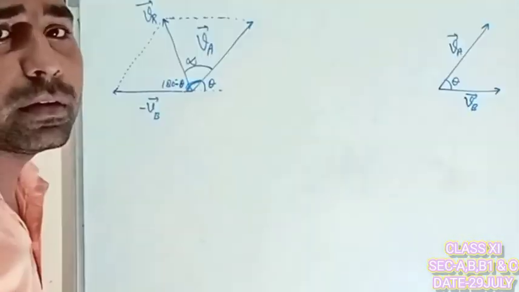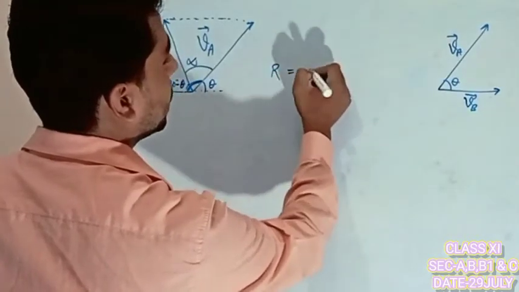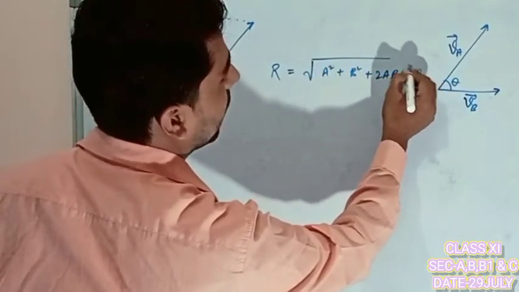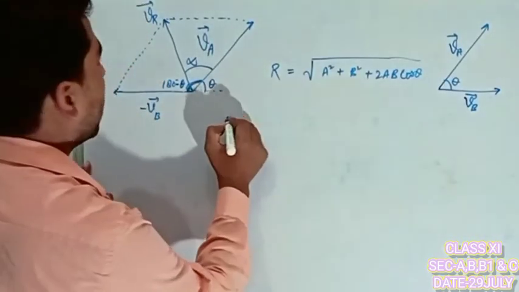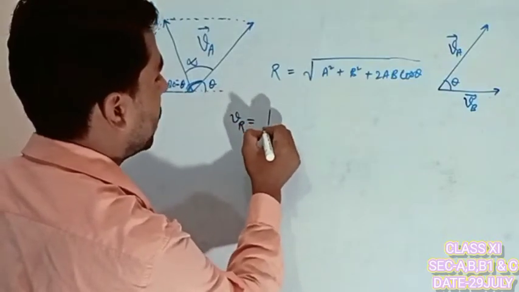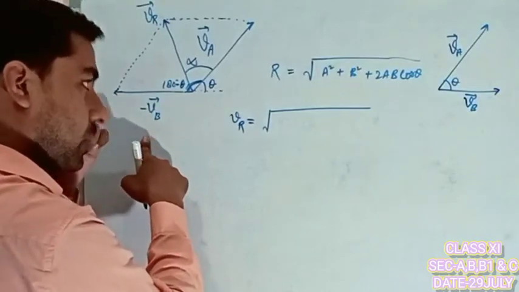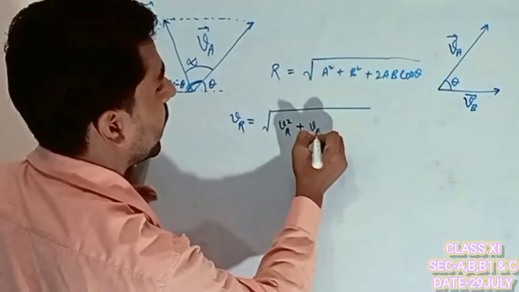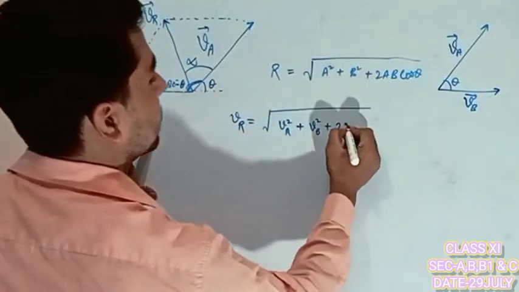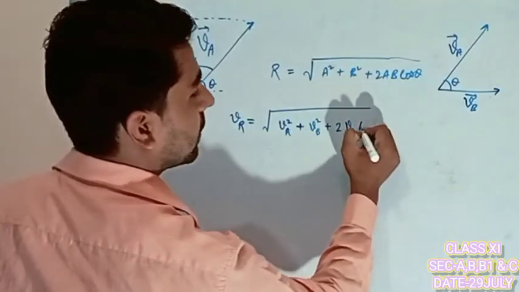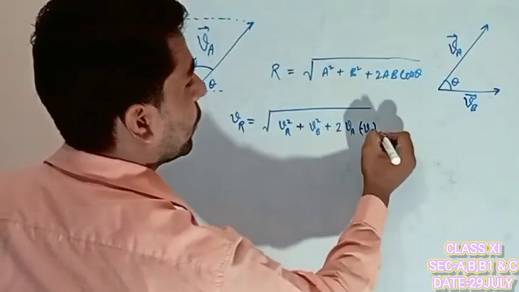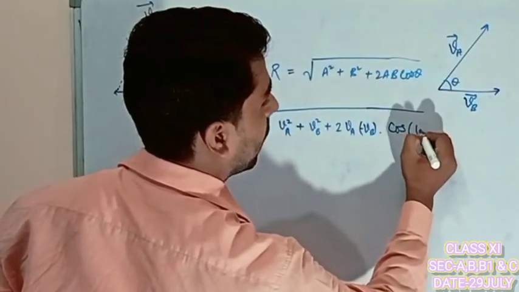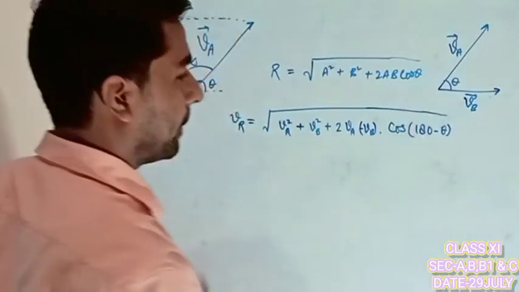Now you have to do the simple vector solution. If you remember, the resultant R was equal to under root A square plus B square plus 2AB cos theta. This was the resultant equation for two vectors. The same way we are going to do here. VR is equal to under root, this is a vector value, we need only the magnitude. So VA square plus VB square plus twice VA into VB, this is negative. So right here VB negative into cos, here theta, but here it is 180 minus theta. Now let's solve it.